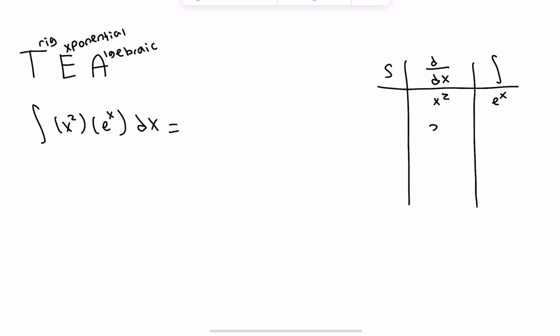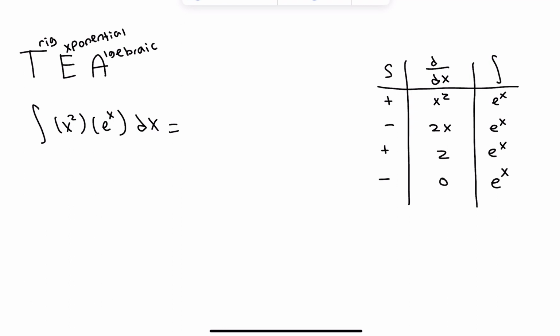So we can take 2x and then 2, and then the derivative of 2 is 0. And then the integral of e to the x is just e to the x. So we can just write that for all of the rows. And then in the sign column, we just have to alternate the plus and minus signs. So we have plus, and minus.